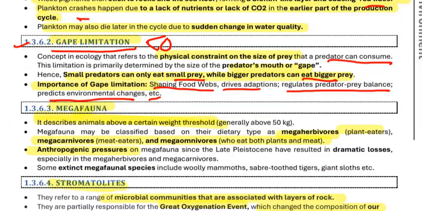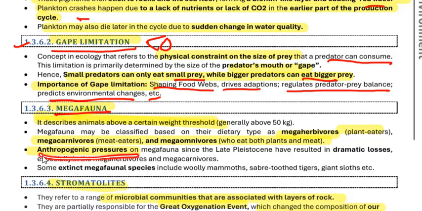Next is megafauna. Megafauna describes animals above a certain weight threshold, generally above 50 kg. What is megafauna? An animal having more weight than 50 kg. And if it is less than 50 kg, it is called microfauna. Megafauna may be classified based on their dietary types: plant eaters are called mega herbivores, meat eaters are called mega carnivores, and those which eat both plant and meat are called mega omnivores. The normal terms are used here.